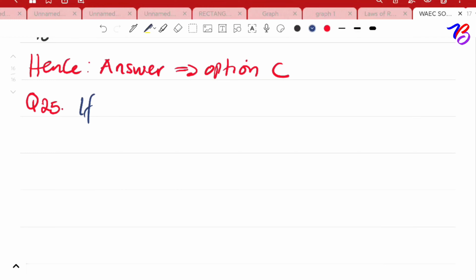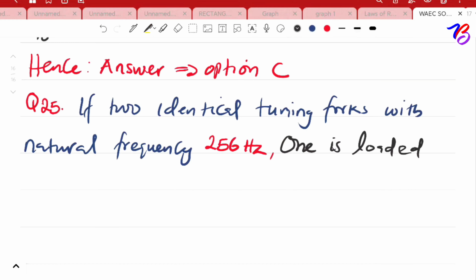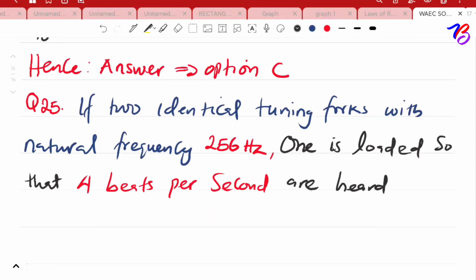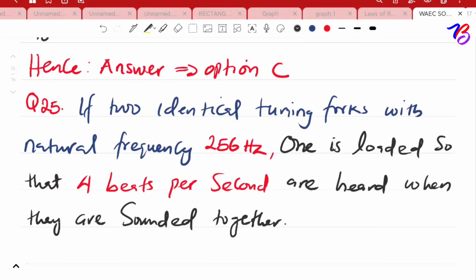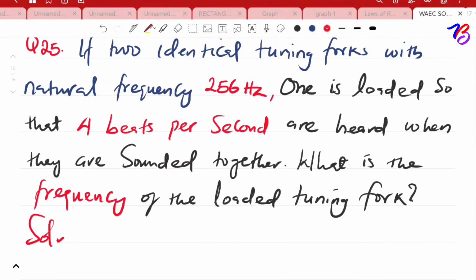Next question. Two identical tuning forks with natural frequency 256 hertz, one is loaded so that 4 beats per second are heard when they are sounded together. What is the frequency of the loaded tuning fork? Solution, given data, let's extract them now. Refer to our channel for full tutorial videos on sound waves.